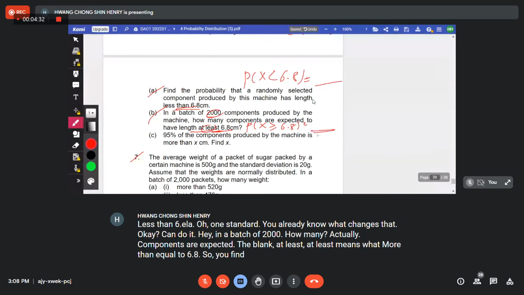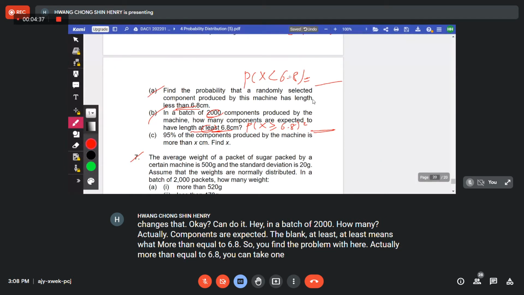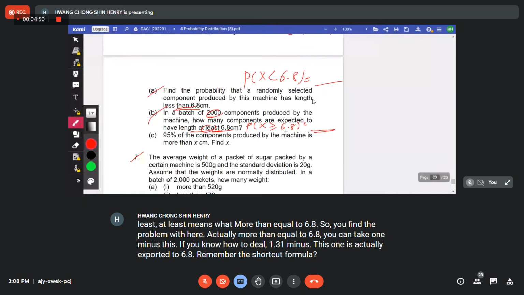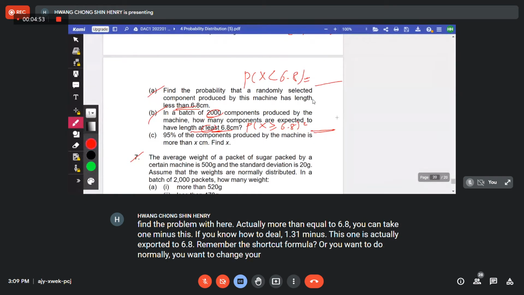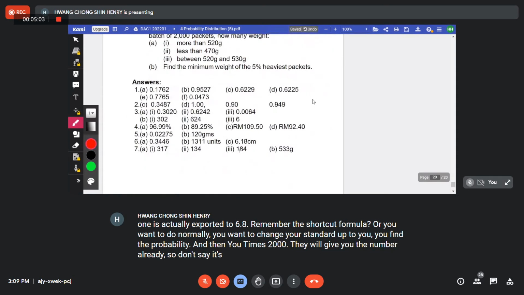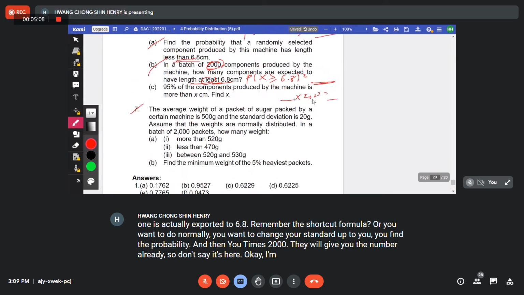So you find the probability. Actually, more than equal to 6.8, you can take 1 minus this, if you know how to do it. 1 minus this one is actually x more than equal to 6.8. Remember the shortcut formula? Or you want to do normally, you want to change your standard, up to you. You find the probability, and then you times 2,000. Then we give you the number already. So the answer is here. Okay, times 2,000 to the probability, that's the answer.